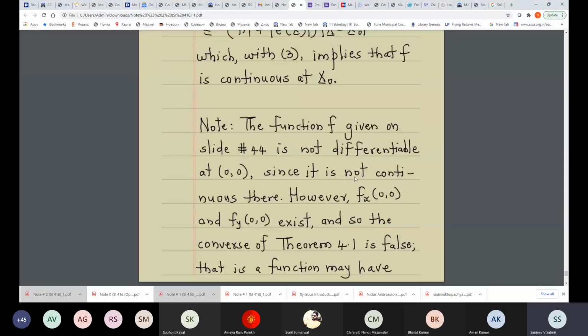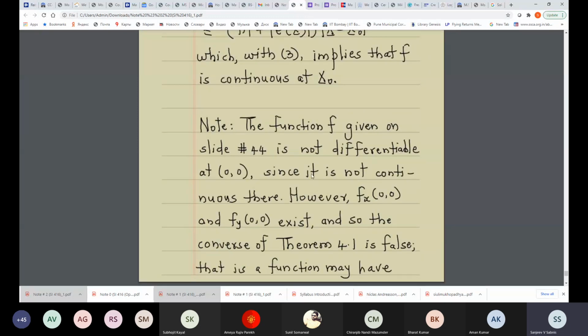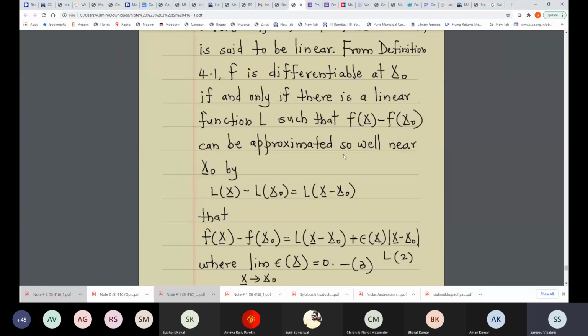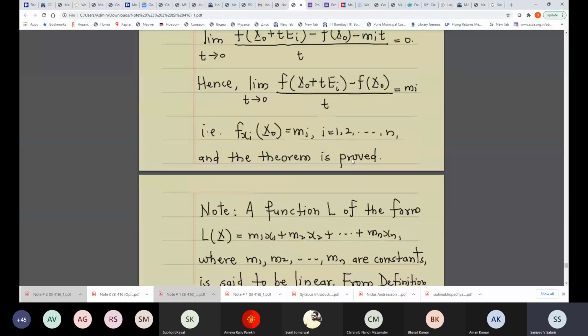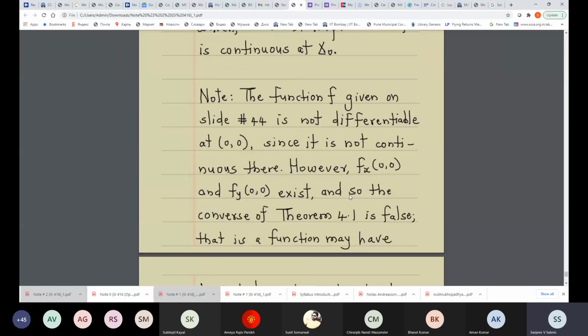So it is not continuous, and hence one can use this result to show that it is not differentiable. The function that we had seen was discontinuous at (x naught, y naught), at (0, 0). We had noted that earlier, and it is not continuous at (0, 0). Hence, it cannot be differentiable at (0, 0). And that follows essentially from this theorem: if A implies B, then not B implies not A. Right? From that it follows. So the function given on slide number 44 is not differentiable.